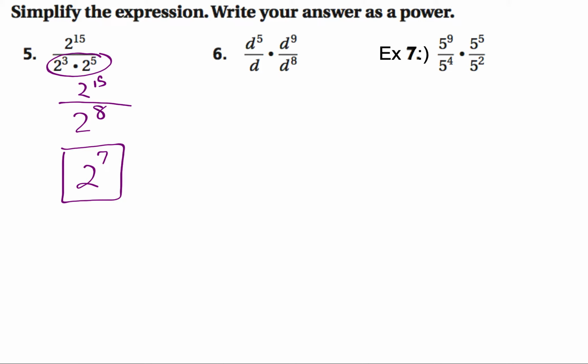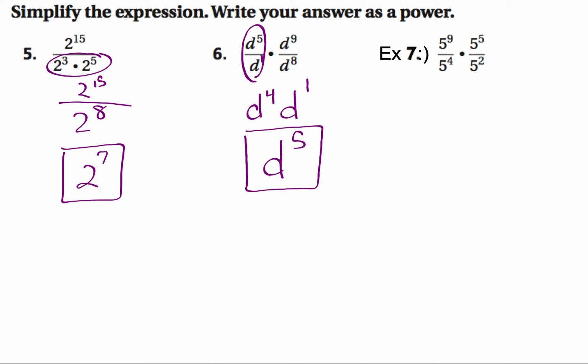D to the 5th over D. Let's go ahead and reduce that. 5 minus 1 is 4. 9 minus 8 is 1. This is d to the 4th times d to the 1st is d to the 5th. 4 plus 1 is 5.